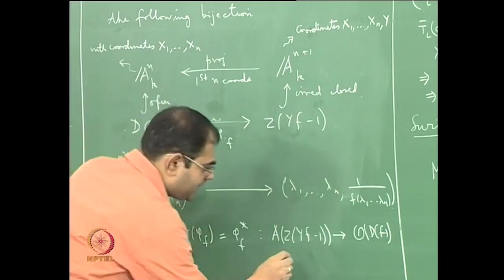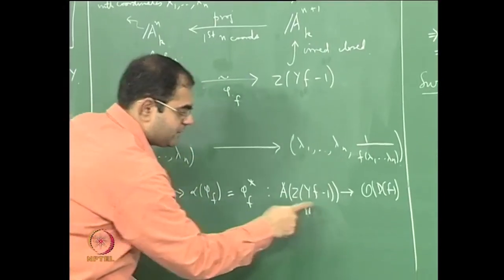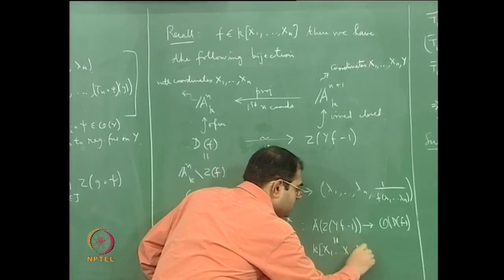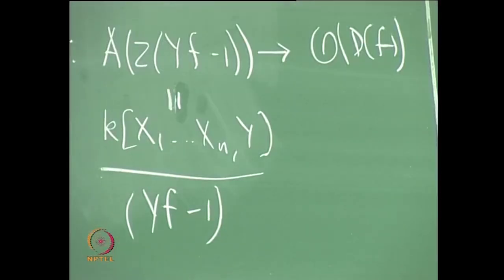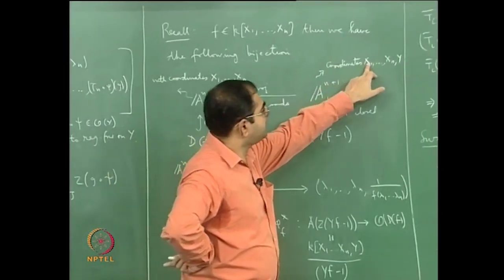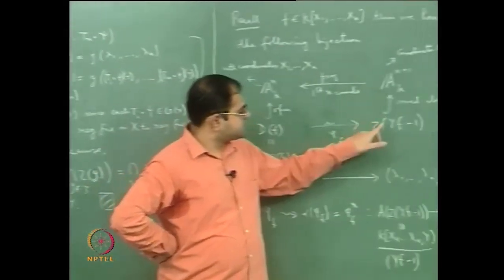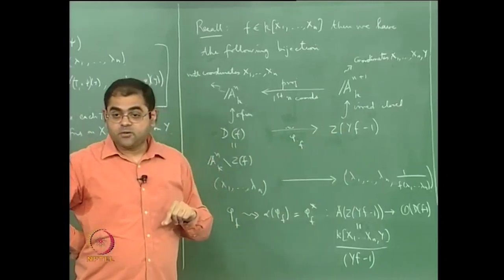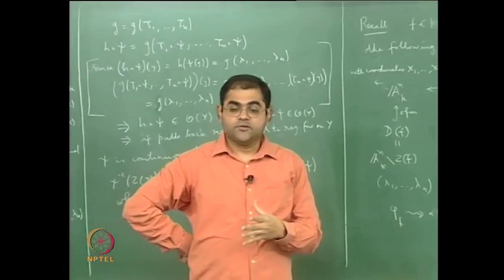And see, this coordinate ring, the ring of functions, is given by simply k[x1 through xn, y] divided by (yf minus 1). This is what it is. This is the ring of functions on that irreducible closed subset. It is just the ring of functions on our ambient affine space, which is the polynomial ring in these n plus 1 variables, the first n being given by the x's and the n plus 1 variable given by y, modulo the ideal of this closed subset. The ideal of this closed subset is the ideal generated by yf minus 1, because yf minus 1 is an irreducible element in this polynomial ring, which is a UFD, unique factorization domain. So the ideal it generates is prime.